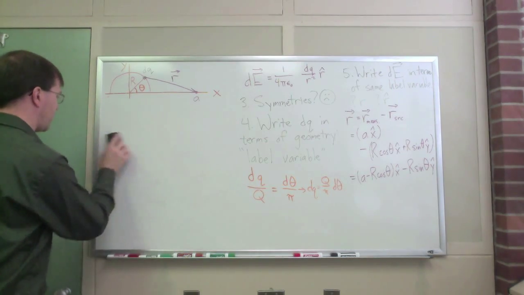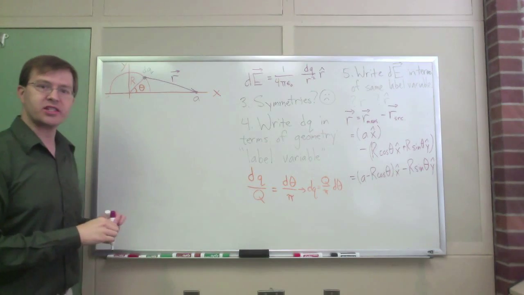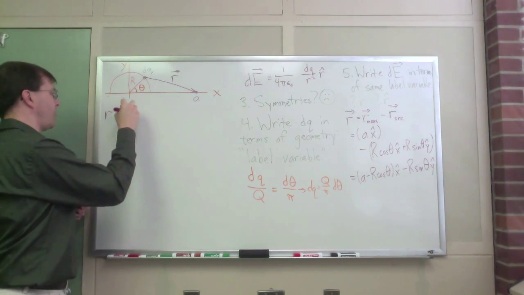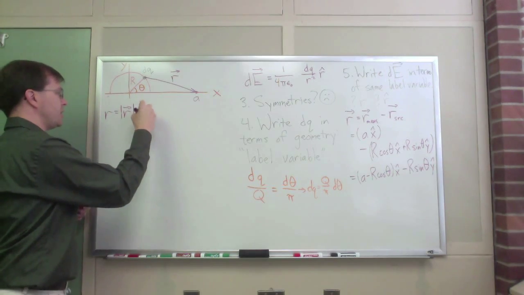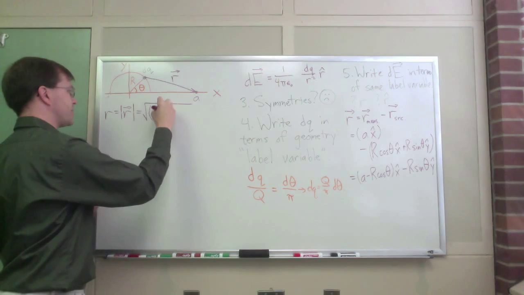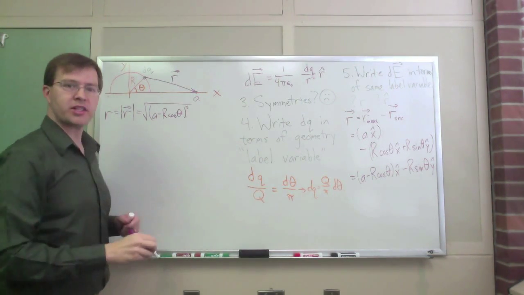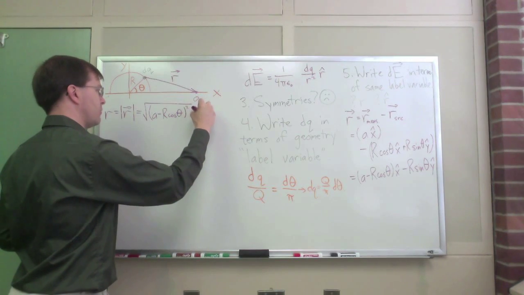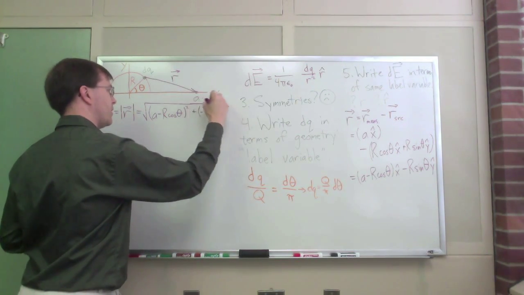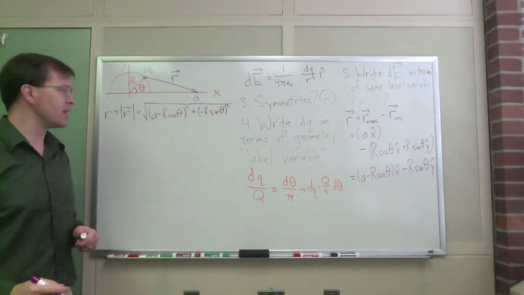Once I've defined what my r vector is, then the magnitude of this I just get by the Pythagorean theorem. R, which is just the magnitude of r vector, is going to be the square root of the x component, a minus r cosine theta, squared, plus the y component, minus r sine theta, squared. There we have it. That's my r, my magnitude r, my distance.